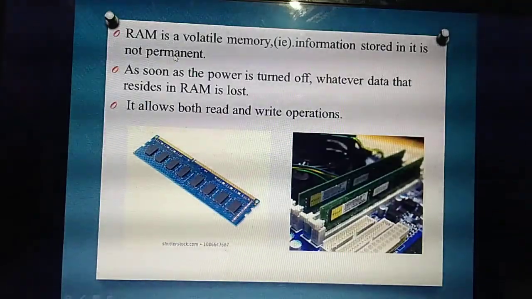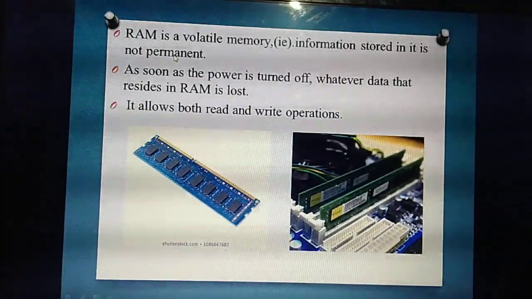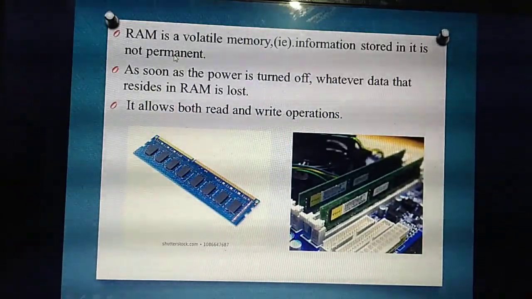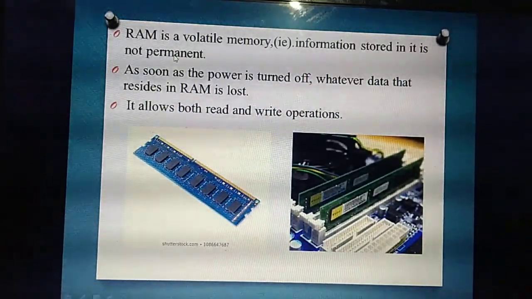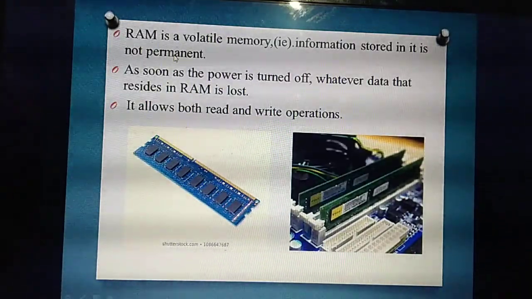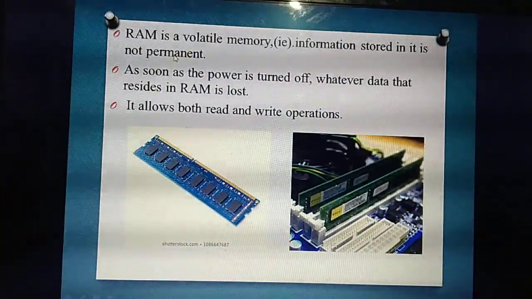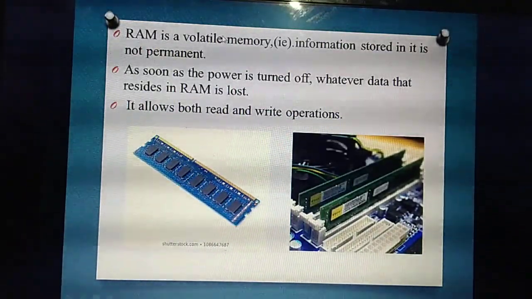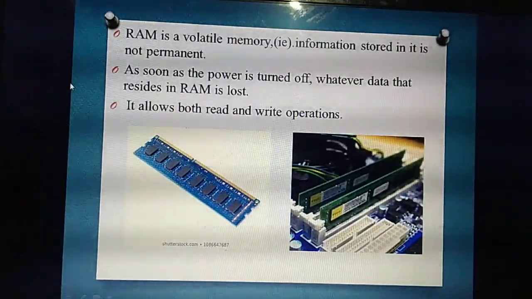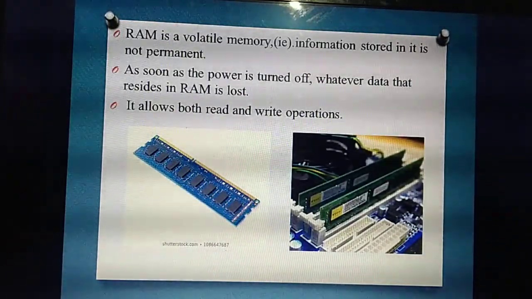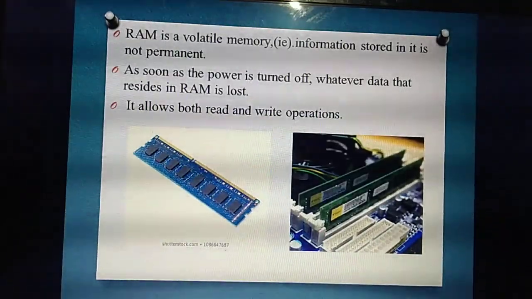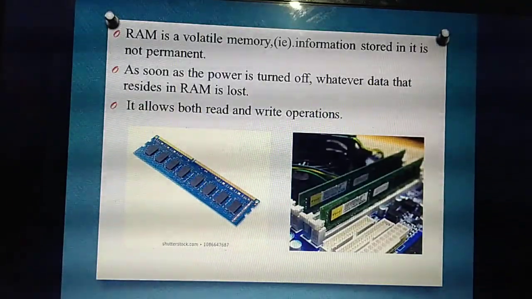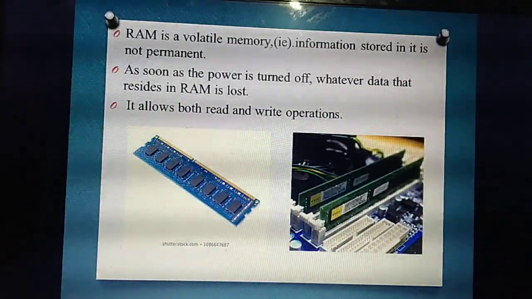What do you mean by volatile? Volatile means the information stored is not permanent. What's the difference between permanent and temporary? Permanent means the data you are storing will be stored permanently, so any time you check, the data will be there. That is called permanent. But what are the things you are storing in RAM? For example, if you store particular things in the RAM, and after completion of your work you switch off the computer, next time when you switch on the computer, those things are not available in the RAM. Why? It is a temporary storage device.